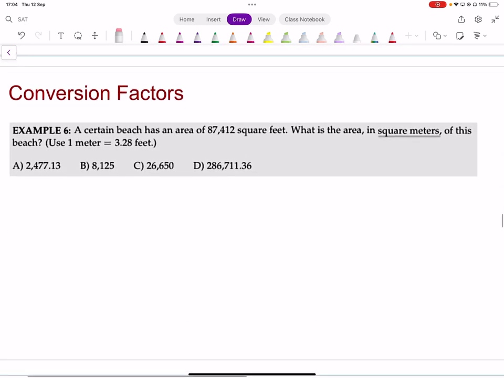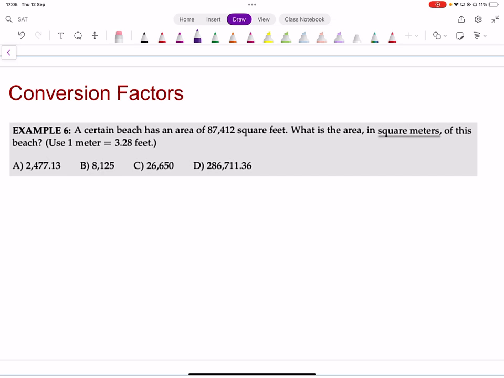Okay, let's try this now. A certain beach has an area of 87,000 something square feet. What's the area in square meters of this beach? 1 meter is equal to 3.28 feet. Now you can do it without conversion factors as well. It's pretty straightforward. But if you were to use conversion factors, how do you use them?